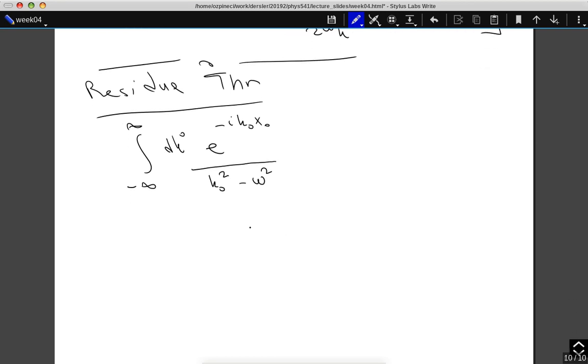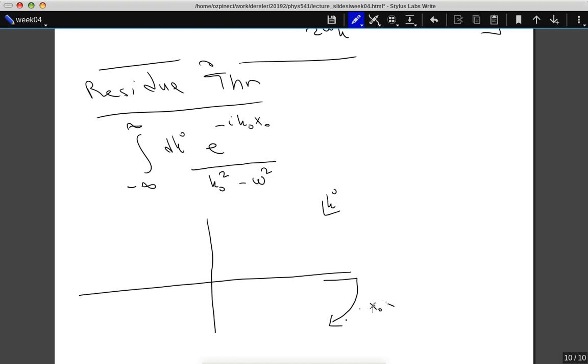This integral essentially has two poles. If I consider the complex k0 plane, if x0 is, let's say, positive, then to get a finite answer, I have to close my contour from the lower half. This is if x0 is larger than 0. If x0 is less than 0, I have to close my contour through the upper half plane.